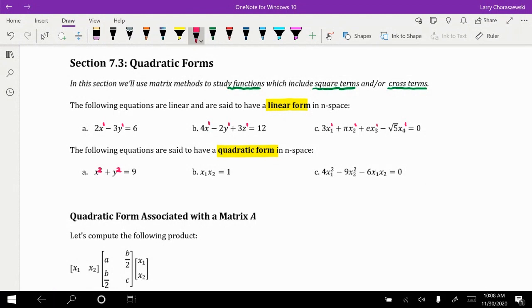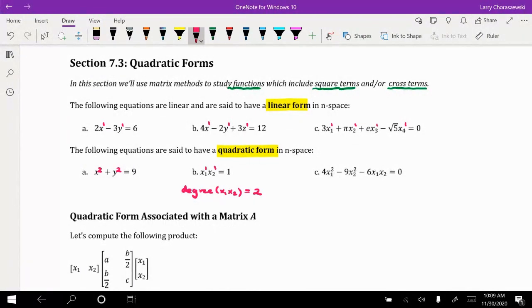Now something such as the equation in part B would also be considered an equation that has a quadratic form. And even though it doesn't look like x sub 1 and x sub 2 have powers of 2, the term itself does have a degree of 2. So x sub 1 has a power of 1 and x sub 2 has a power of 1, but the degree of this term, this product of x sub 1, x sub 2, I'll write it this way, degree of x sub 1 x sub 2 is equal to 2.